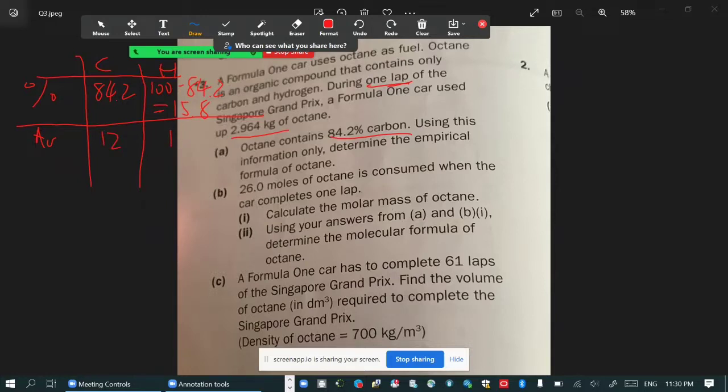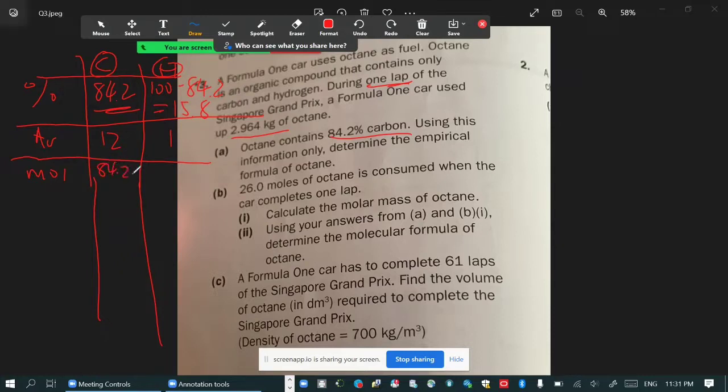Now it is very important to know that for finding empirical formula, we use the carbon atom and hydrogen atom, not hydrogen gas, not H2, but the hydrogen atom, which is H. And after that, we have the mole. In order to find a mole, we assume this percentage to be the mass, 84.2 gram. So 84.2 divided by 12 will give you 7.0166. Likewise for hydrogen, 15.8 divided by 1, that will be 15.8.